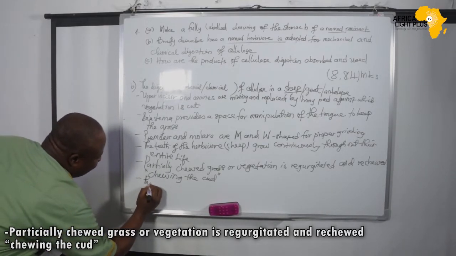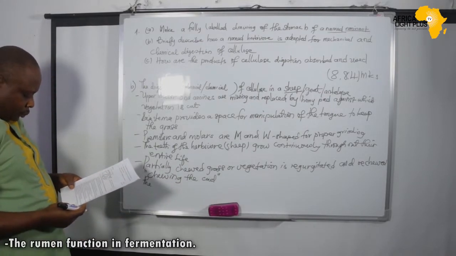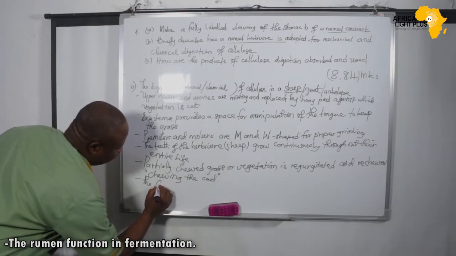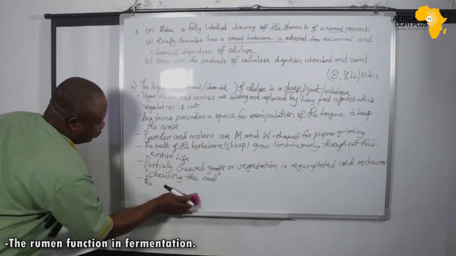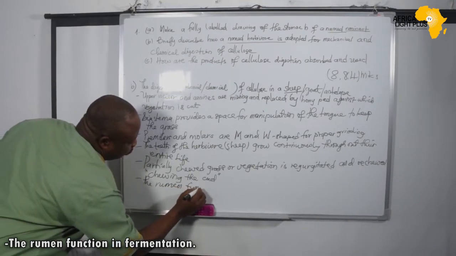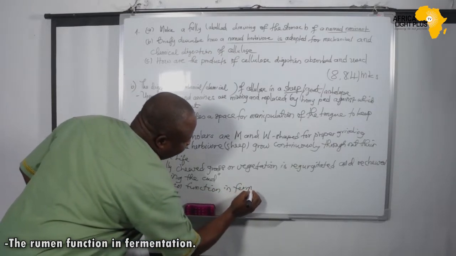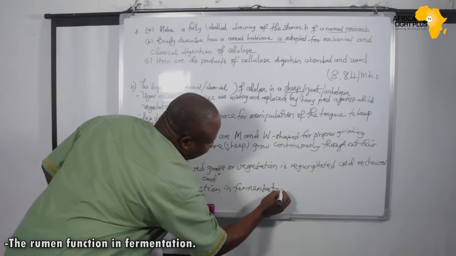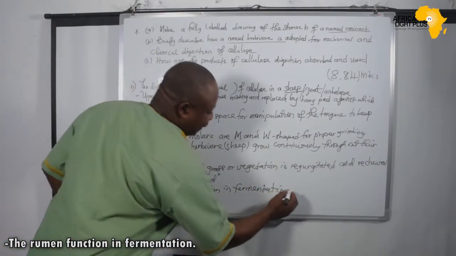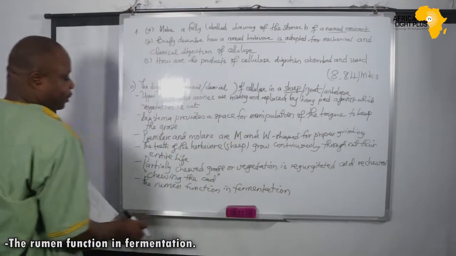Next point is that the rumen functions in fermentation. So the grass is fermented. Function in fermentation, as the grass is fermented.